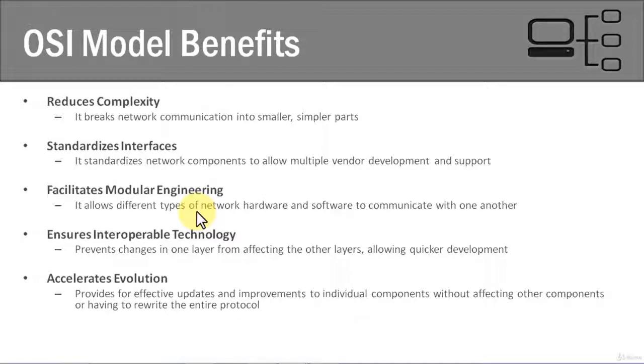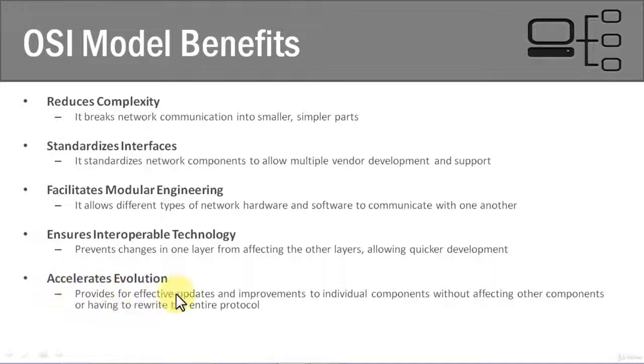So you can buy your router from one vendor, you can buy your switch from another vendor, you can buy your network cabling from another. If they're all following the same standard and the same rules for communication, then we can have modular engineering. And that leads us to the next point. Because we have that, it allows for interoperability between these different types of technologies and these different vendors. And that leads us down to our final point. When we bring all this together, we have a reduction in complexity, more standardized interfaces, modular engineering, and interoperability between different technologies and vendors.